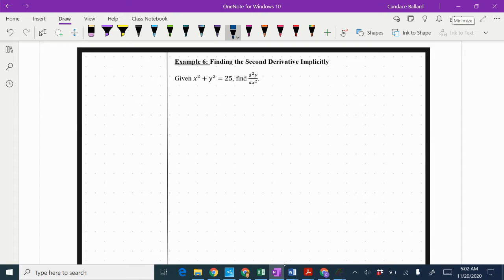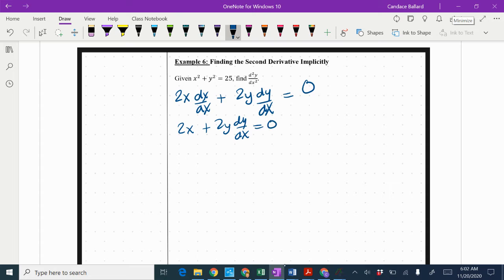So the derivative of x squared is 2x dx/dx. The derivative of y squared would be 2y dy/dx. And the derivative of 25 would be 0. I'm going to get this solved for dy/dx. So the first thing I'm going to do is reduce my dx/dx to 1. So 2x plus 2y dy/dx equals 0.